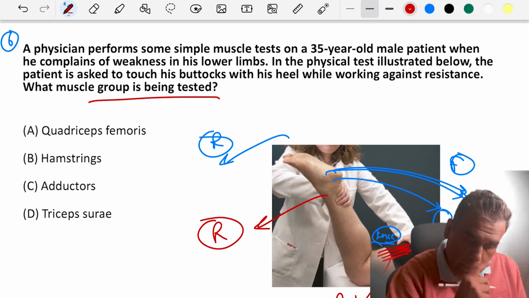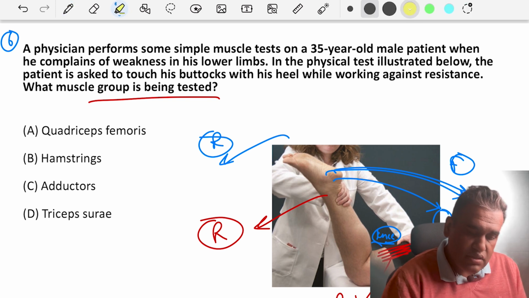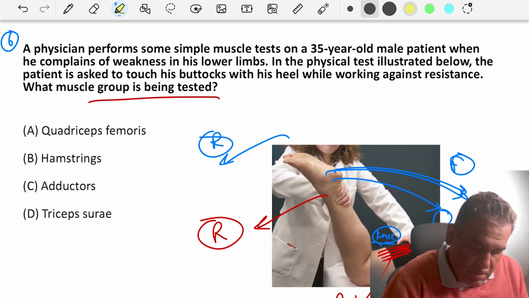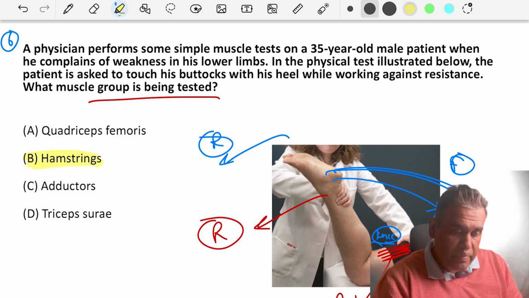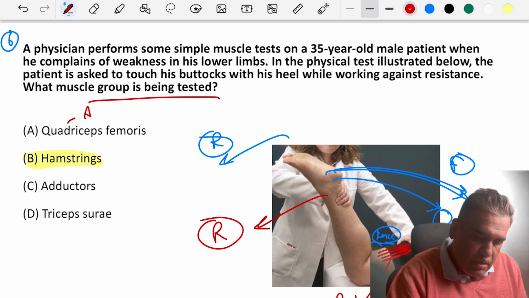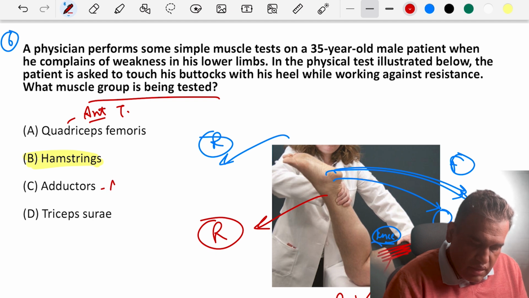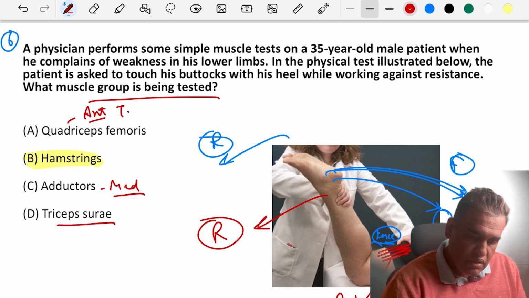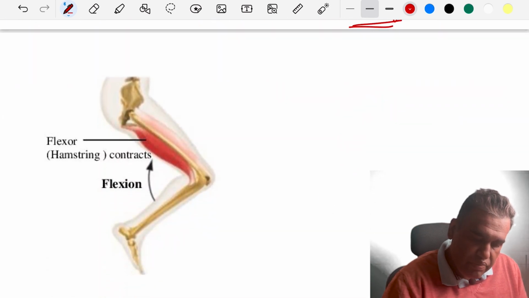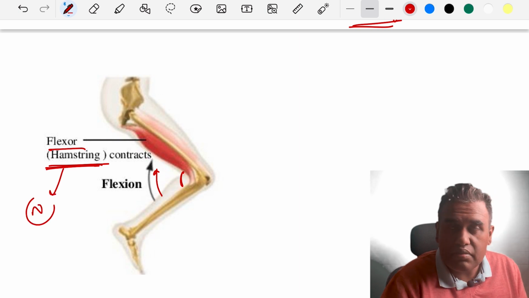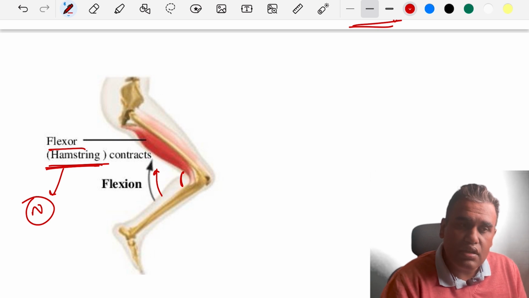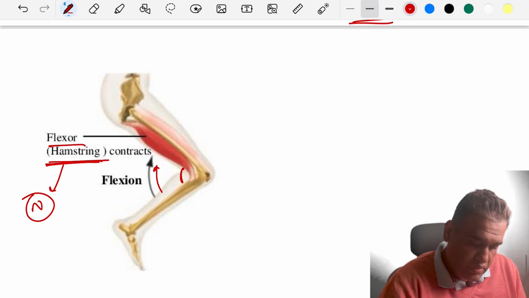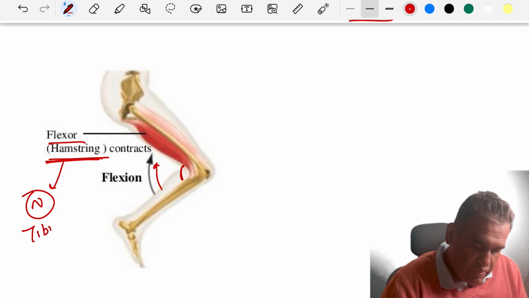If you look at the options, the question is what muscle group is being tested. It's the hamstring muscles, the posterior thigh muscles. Quadriceps femoris are in the anterior thigh, adductors in the medial thigh, and triceps surae are actually 3 different tendons over here. That's a different thing. Now look at the image over here. It clearly tells us flexion at the knee is done by the flexors, or the hamstrings. Now which nerve supplies them? The hamstrings are semitendinosus, semimembranosus, and biceps femoris. The nerve that supplies them is the tibial nerve.